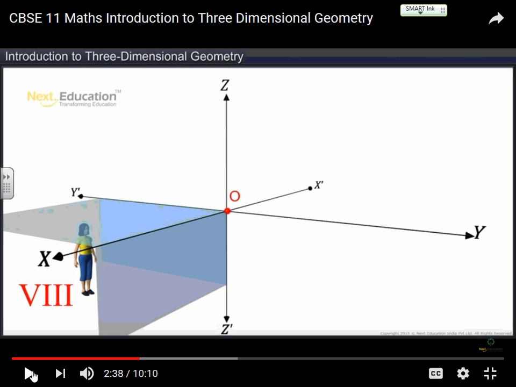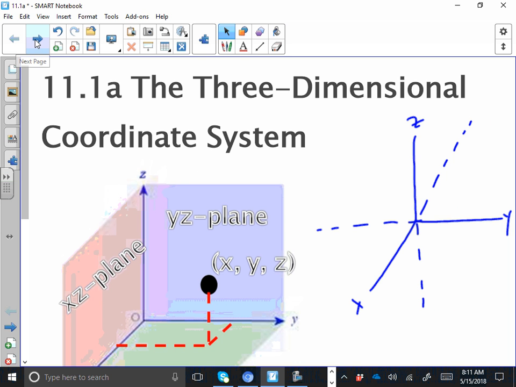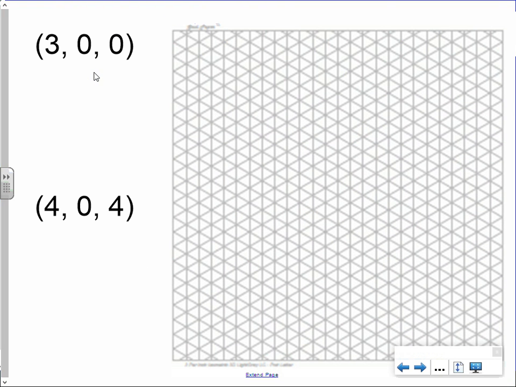Now, we will get some more practice with the octants as we graph them. Okay. We're going to graph these 2 points. So give me a moment to make my X, Y, and Z axis.